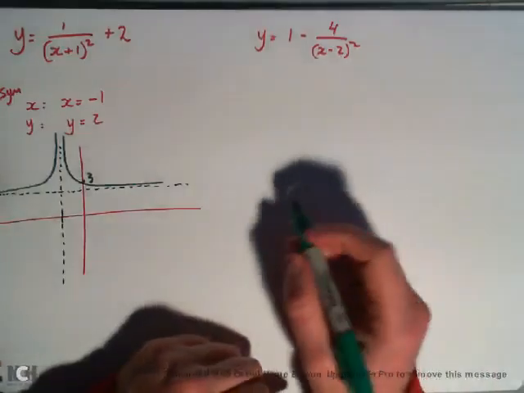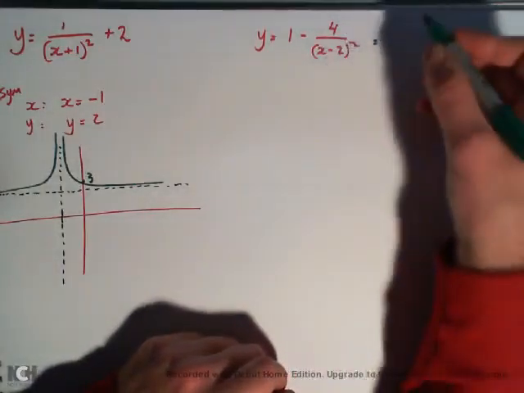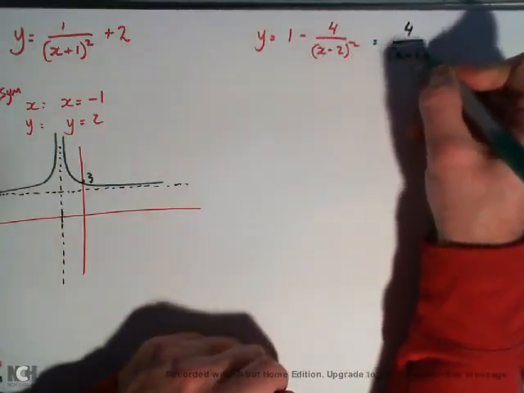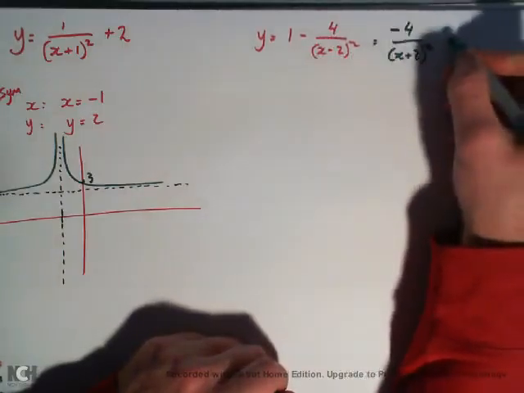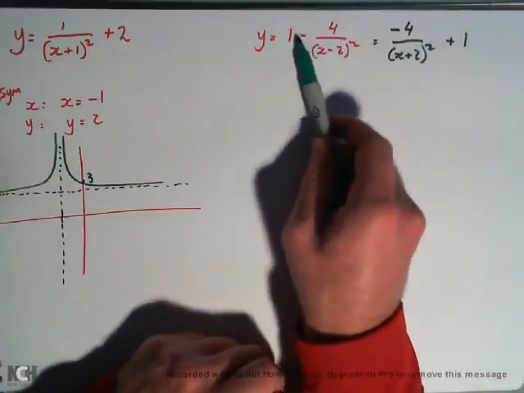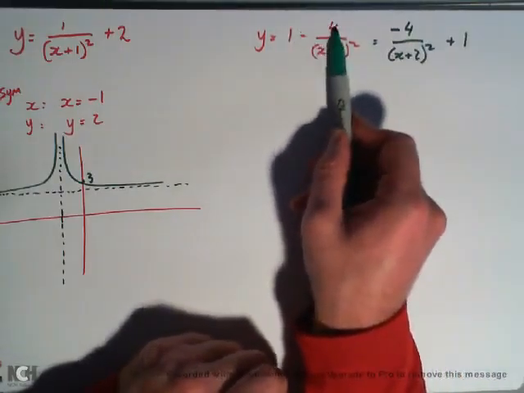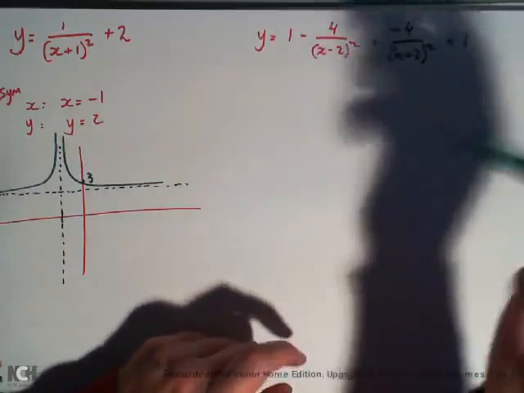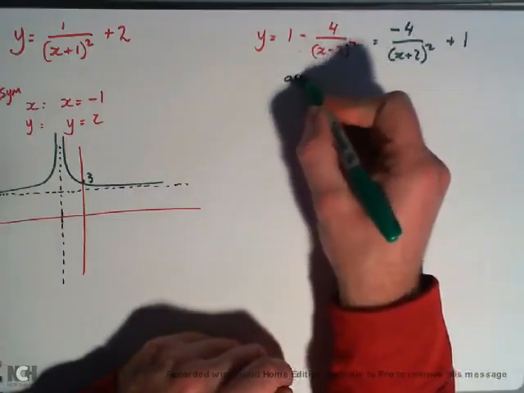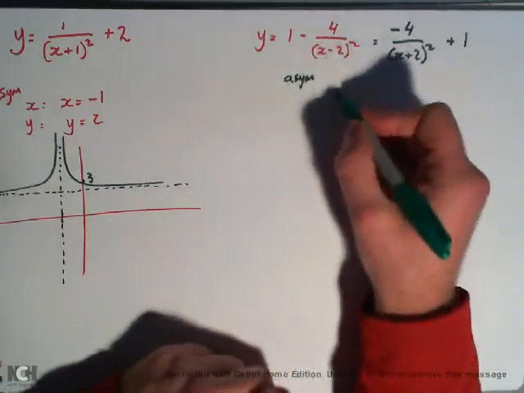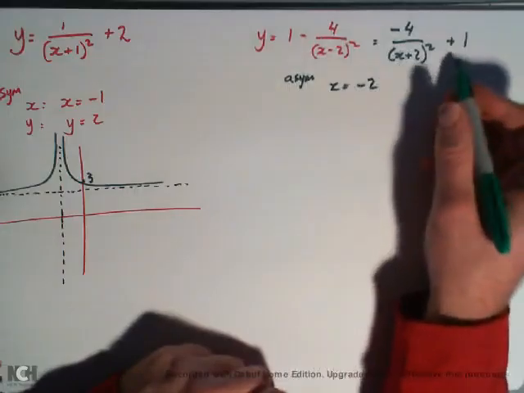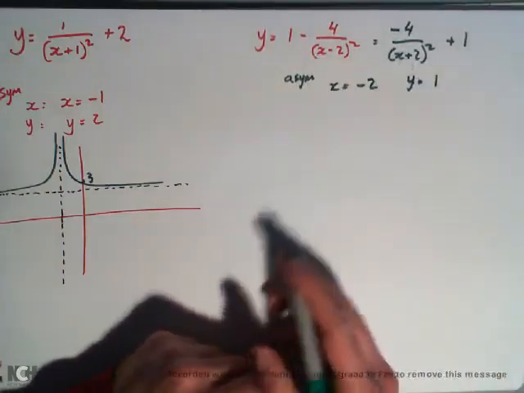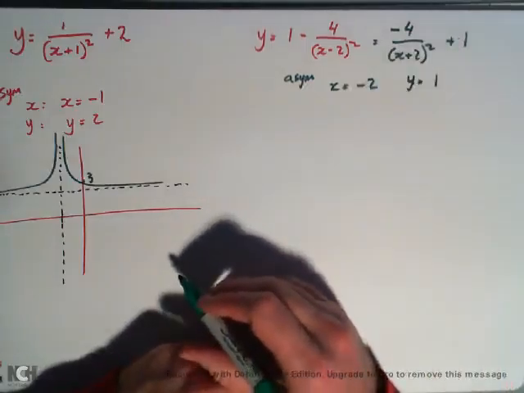Similar thing, they've tricked us a little bit by moving it around. So let's just rearrange that as this. Remember that that minus is associated to that 4, and we've got a positive 1. So similar thing, what are our asymptotes? x equals minus 2 and y equals positive 1. We've moved across 2 and up 1.